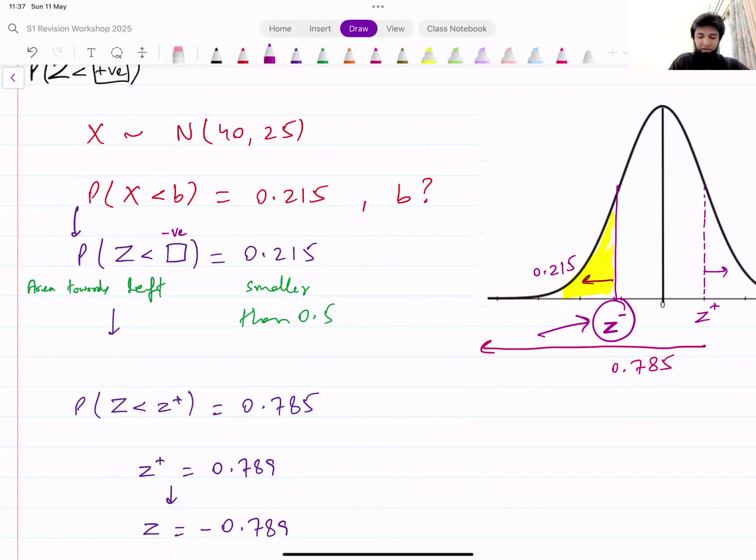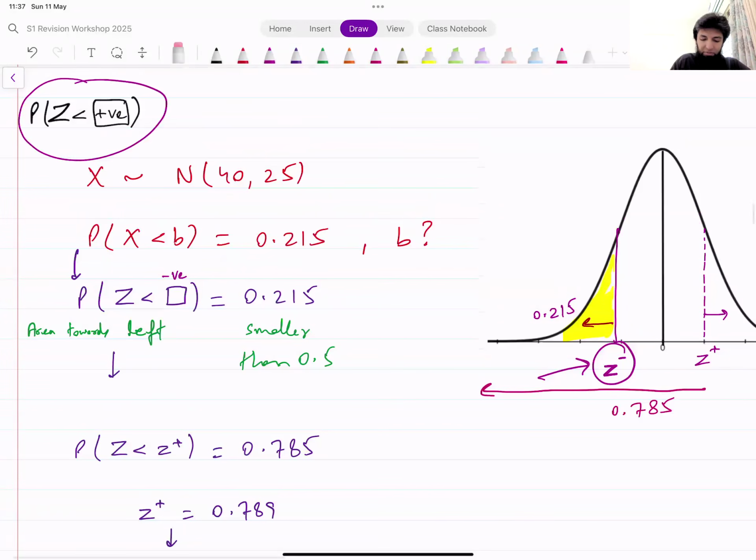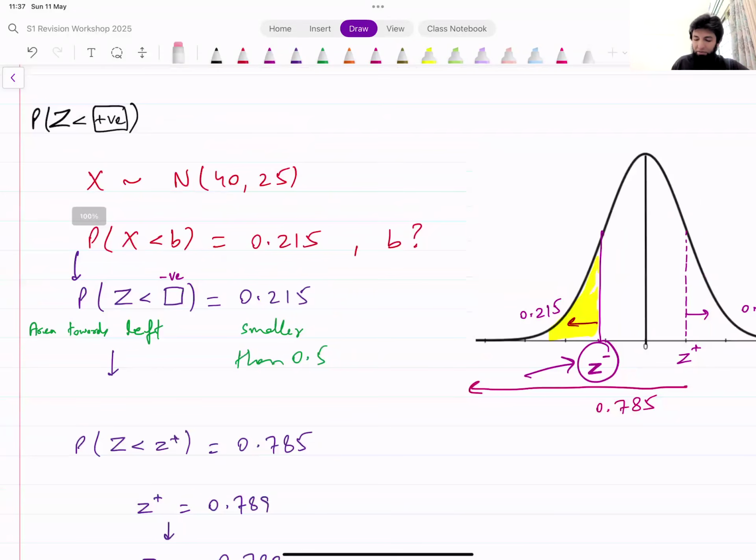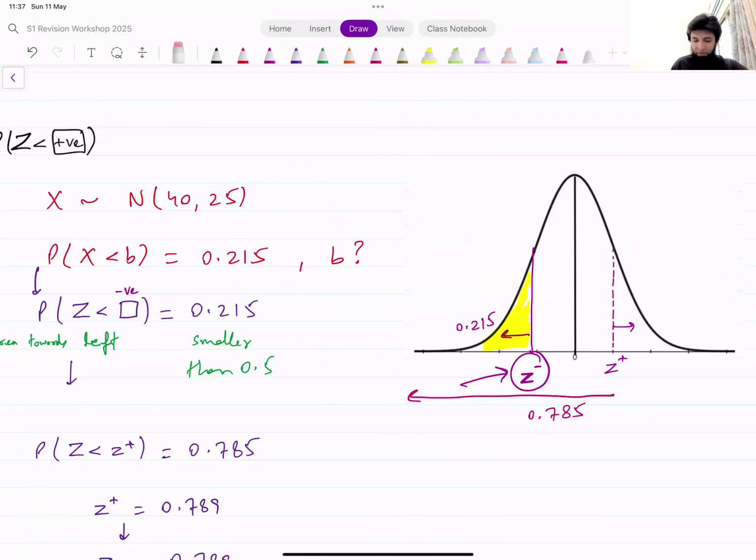that means it's not the standard form. The standard form is Z less than a positive number. So how do you convert it to standard form then? That's the question. So first of all, we could say, let's flip this. It's a negative number, right? If this area is 0.215, if we flip this, that means this area here to the right should also be 0.215. The area to the right of the positive Z value should also be 0.215.